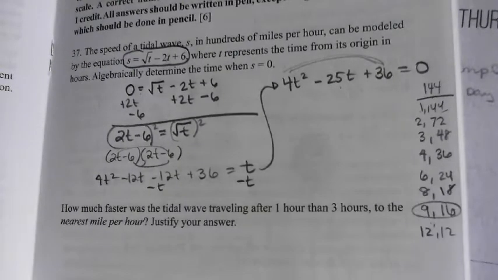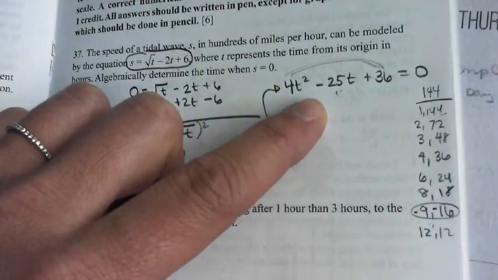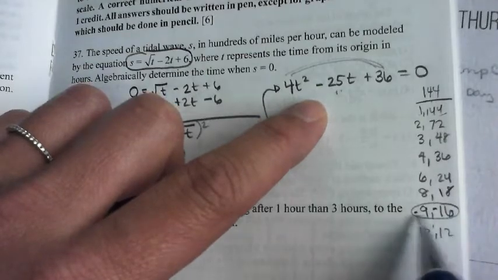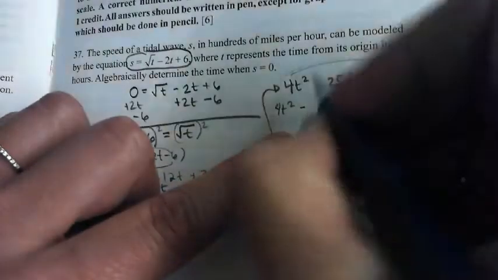So once you find those two magic numbers, you use those to split the middle term. They're both negative, though, yes? That'll still multiply to get my positive 144, but those will make negative 25. So I use those to split up the negative 25.